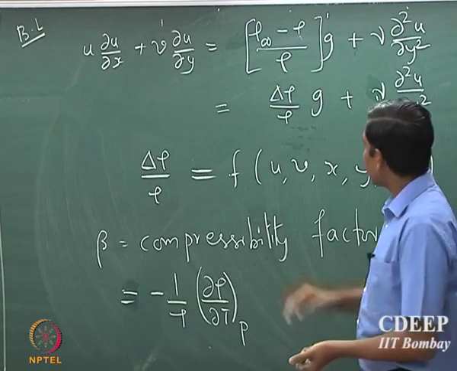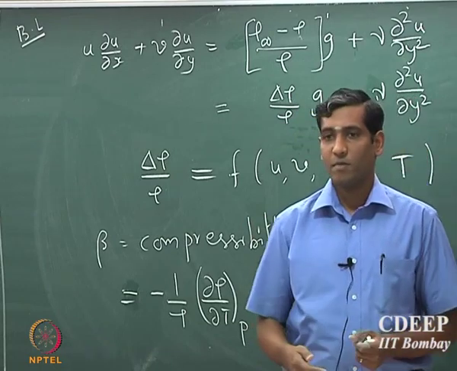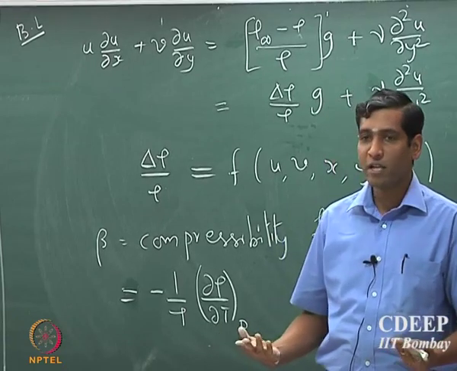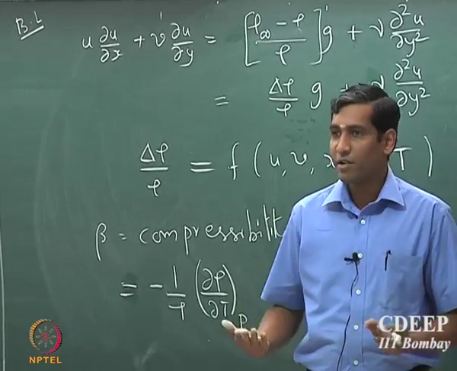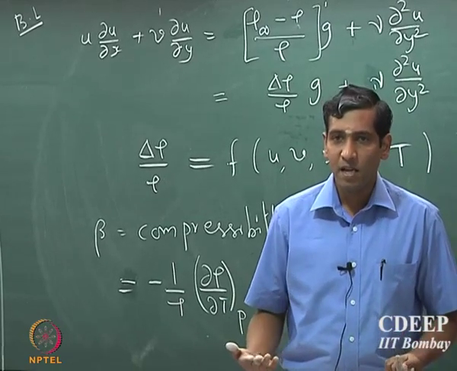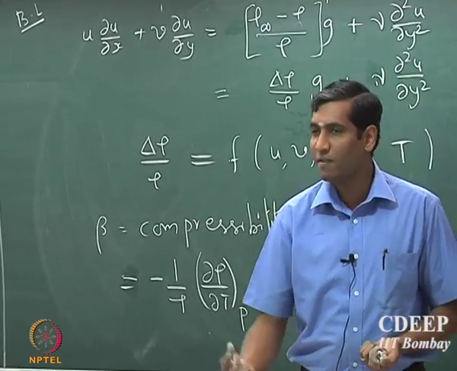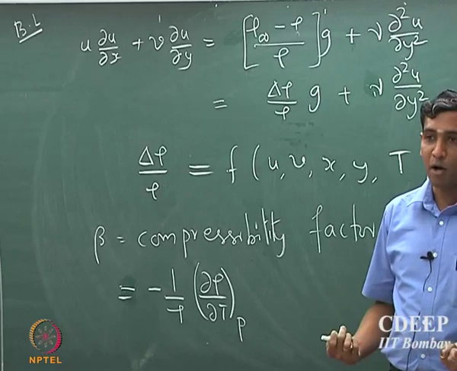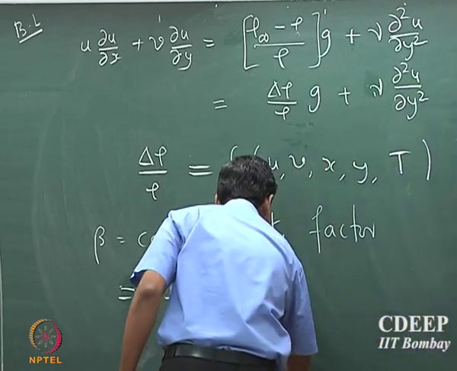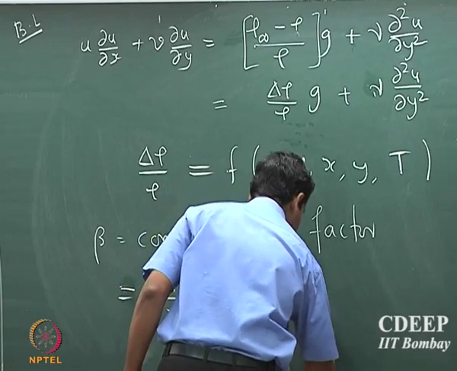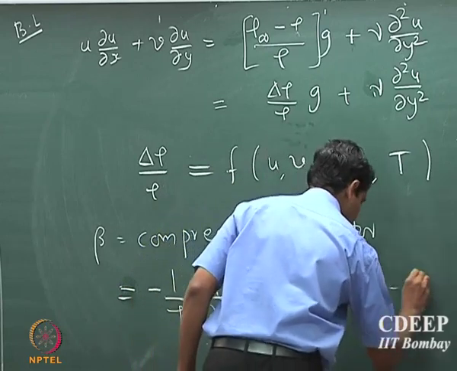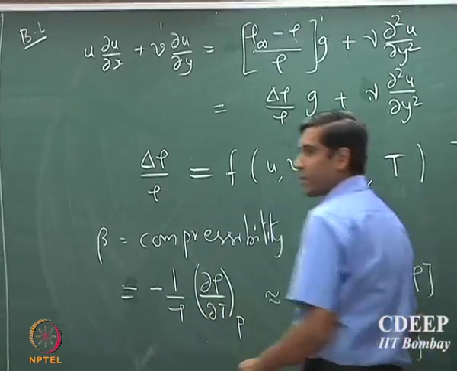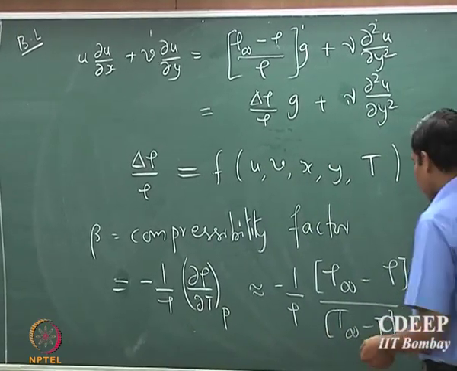Now what do you expect the density gradients to be? Is it expected to be very large compared to the local density or not? It is not, because it is a free convection problem, there is no forced convection. So we expect even the boundary layer thickness to be significantly smaller, and so we expect that the density gradient also to be very, very small. So therefore we can approximate this as minus 1 by rho, and this approximation is what is called the Boussinesq approximation.